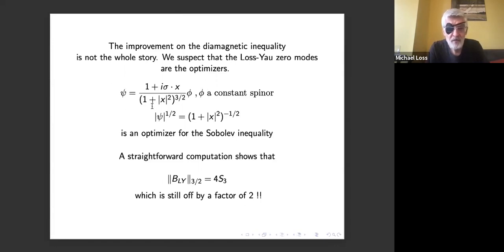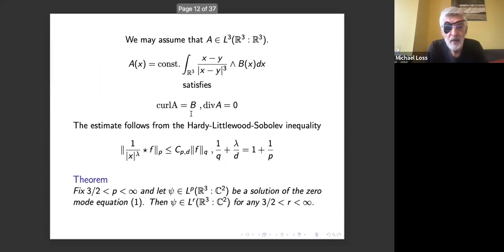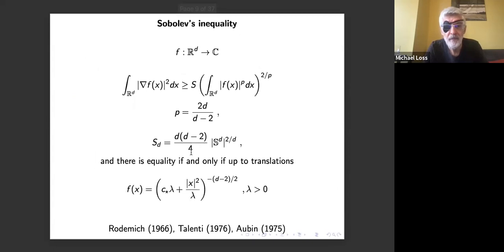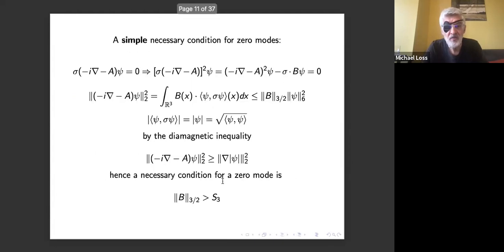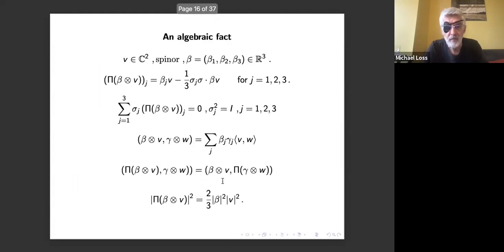Now let's look at this. If you take this spinor psi and you take its magnitude, well, then you get 1 over 1 plus x squared. Now, when you take the square root, then you notice that this function is precisely an optimizer of the Sobolev inequality. Let me maybe go back to remind you. The Sobolev inequality, I had it here. This is an optimizer. You see, any lambda will do. Okay. And in 3 dimensions, the exponent is d minus 2 over 2. That's 1/2. So this is a Sobolev optimizer.